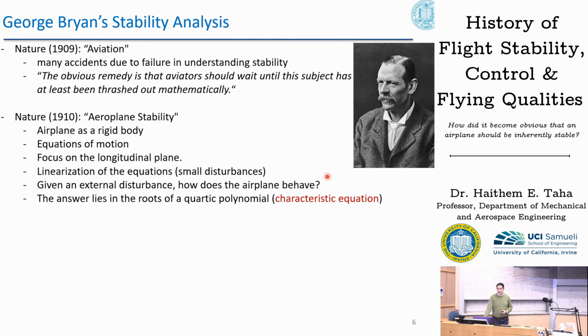And he found that the answer lies in the roots of a quartic polynomial, a fourth order polynomial, what we now call the characteristic equation. As you can see, this is the longitudinal plane. It's a 4x4 system, so we have a fourth order polynomial. For those of you who attended this class, you can recognize that this is precisely the exact same procedure that we follow more than 100 years after Bryan, which really points to his lasting impact on the field and visionary endeavor.